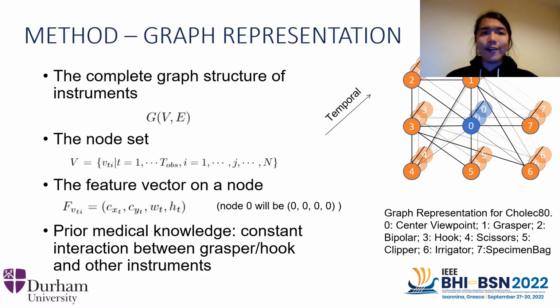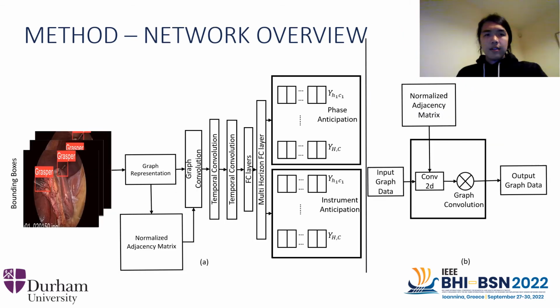Here are more details of our graph design for each frame. Each node of our graph will contain the coordinate and size of each instrument. And we also add an all-zero value node to represent the surrounding environment in our graph. The links in our graph are designed under prior medical knowledge that the grasper and hook are the most commonly used instruments in the surgery data. So we will mainly focus on the interaction between these two common instruments and other instruments.